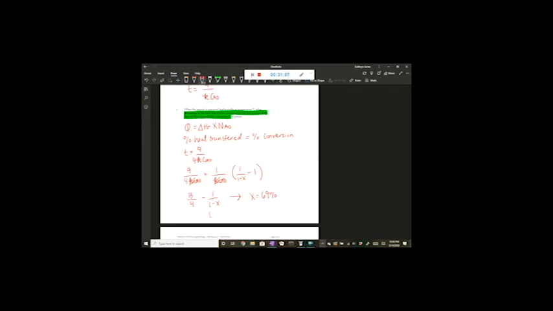So 69% of the heat is transferred in the first quarter of the time. Cool.